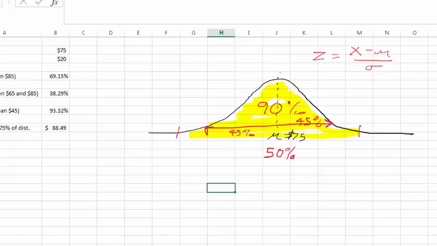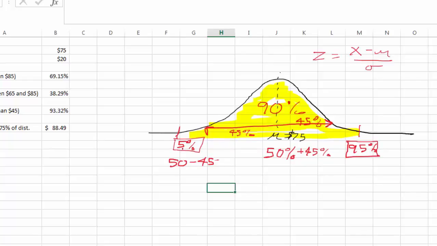Well, working from the mean up, the boundary on the right-hand side is going to be 50 plus 45, which is 95%. And the boundary over here on the left-hand side is going to be 50 minus 45, which is 5%. So what I can do is simply invert and find my value here, and then the same thing here.